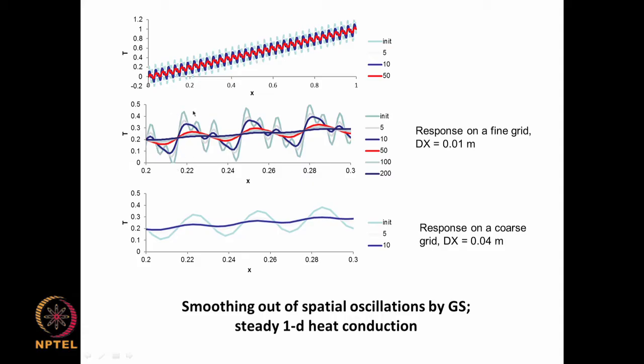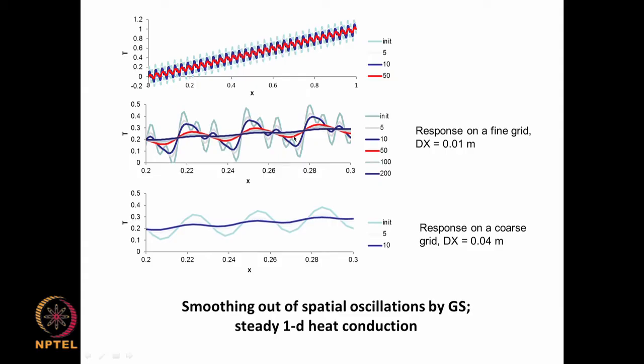So, if you start with this, then after 5 iterations it becomes like this, a very faint grey line, and after 10 iterations you see the blue line, which is this one here, and after 50 iterations you see the red line. Now, what is there in the red line and what is not there in the red line is of significance.